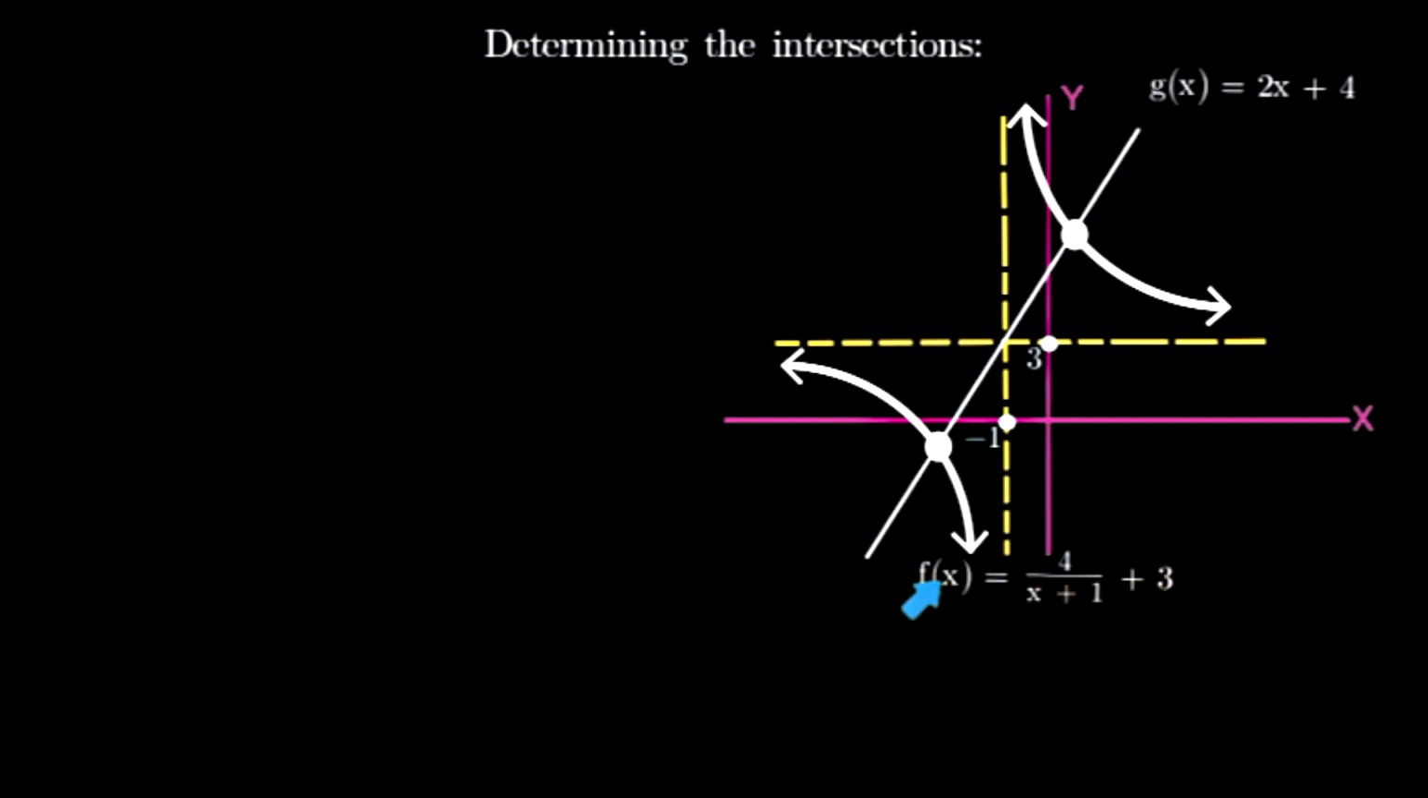Now to determine the points of intersection and to get their coordinates, we know from our previous lessons that we can equate these two equations. Now let's do that first. So I'm going to write 2x + 4 = 4/(x + 1) + 3. Now here we have our equation and we want to solve for x.